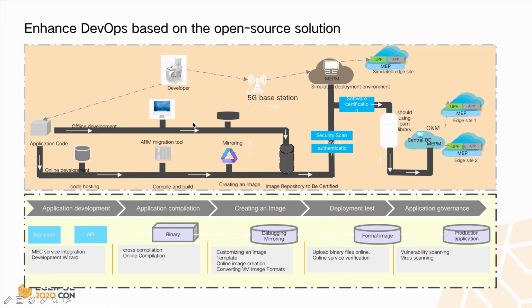Okay, this is the end-to-end DevOps tool chain based on the open source solution. That means our open source community and open source platform will provide end-to-end tools, including both software and hardware, for DevOps. The community will provide a sandbox. The developer or a company could build their DevOps tool chain based on the community sandbox.